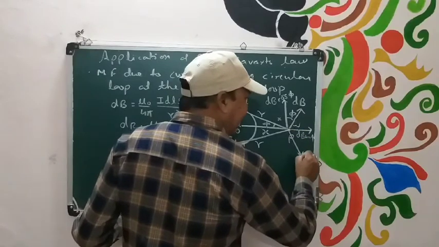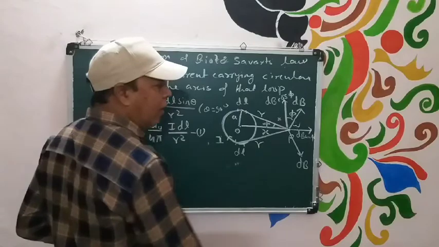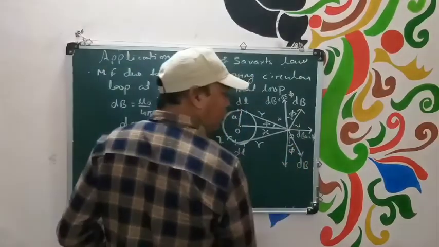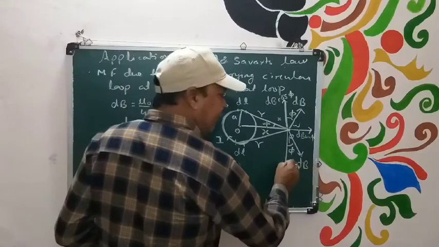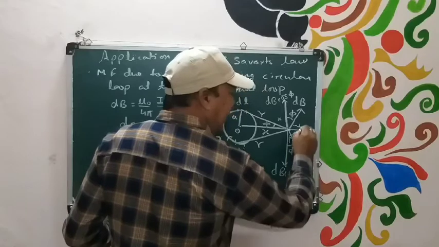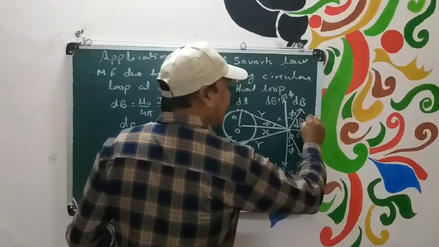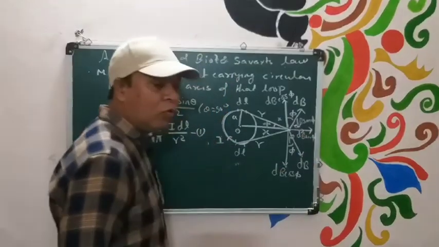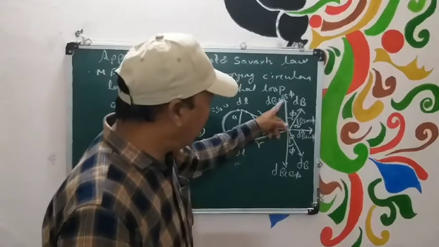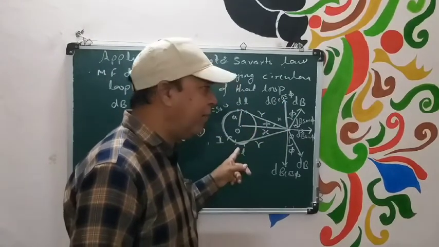Again we may find the same magnetic field that may be perpendicular to r. So the component, again this angle should be equal to phi. So the component of dB in this direction will be dB cos phi, and in this direction it should be equal to dB sin phi. So you observe that you may find the component dB cos phi. I have assumed only two small elements dl.